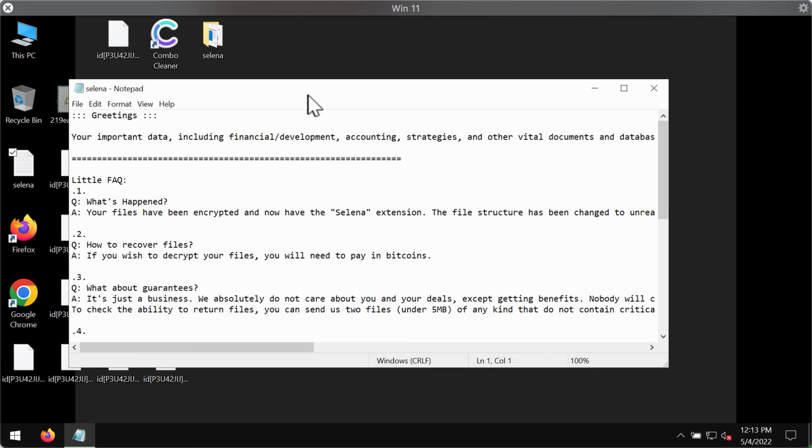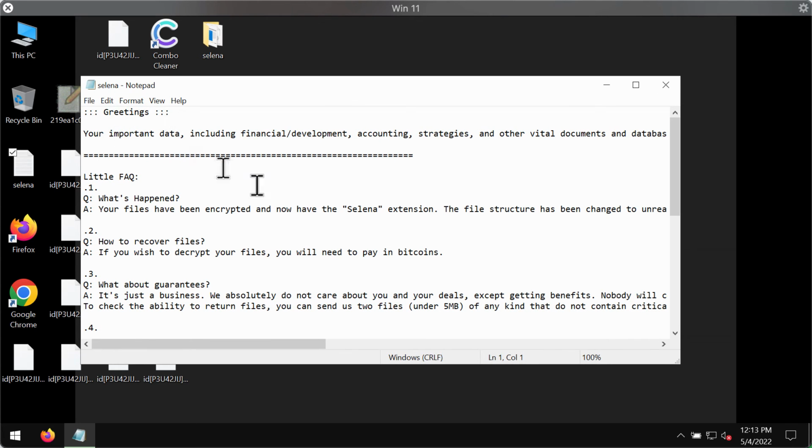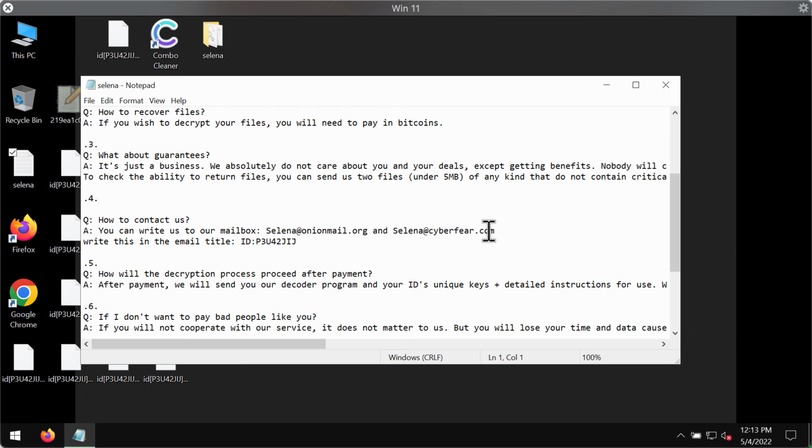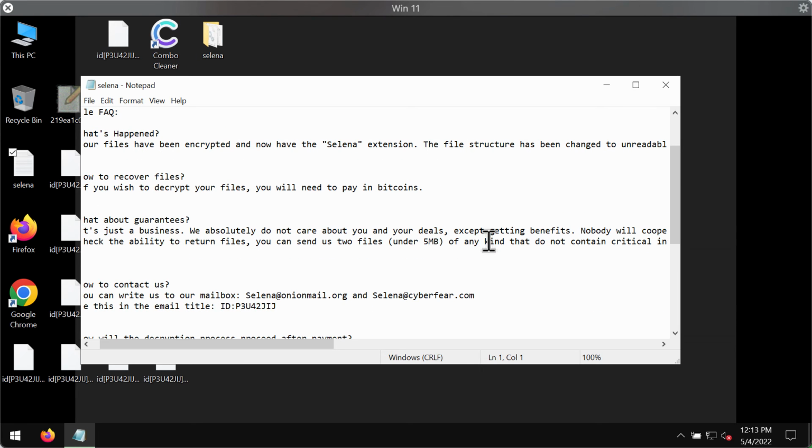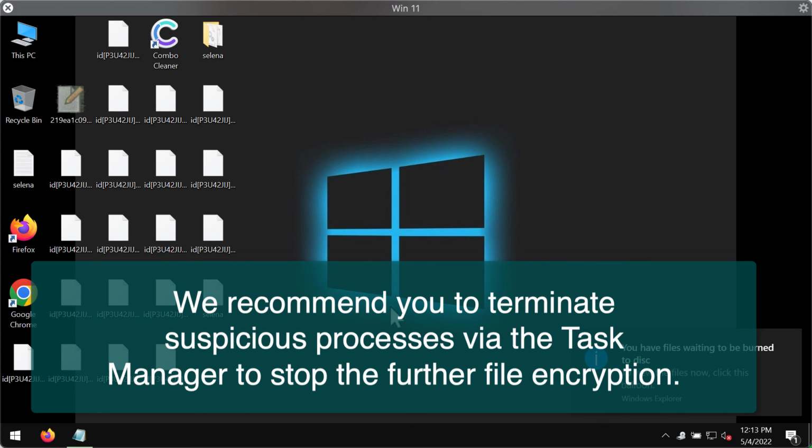This is the ransomware note. It is called Selena. And it says that customers need to pay the ransom for file restoration and to contact the authors using these email addresses. However, paying the ransom, of course, is not a good solution. This doesn't guarantee that the files would be recovered.